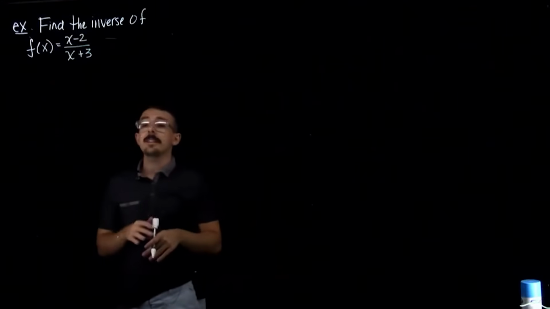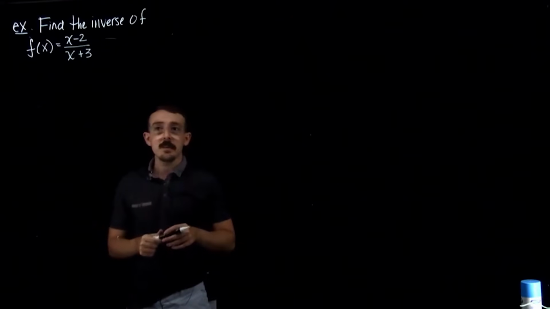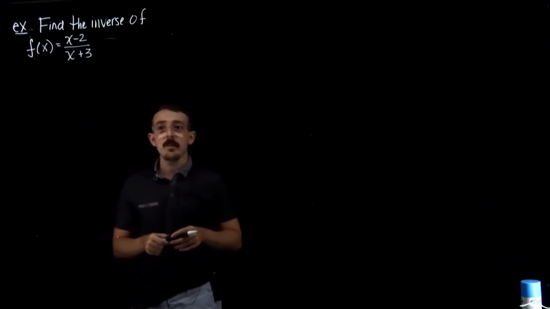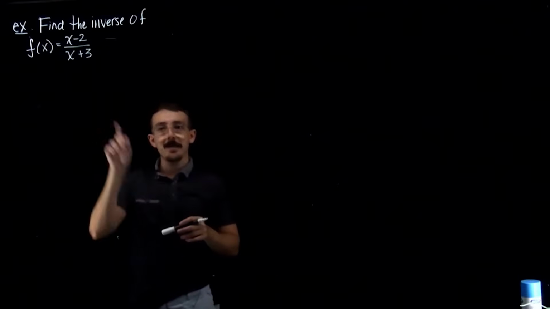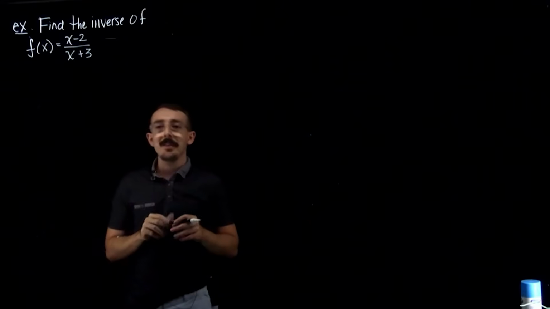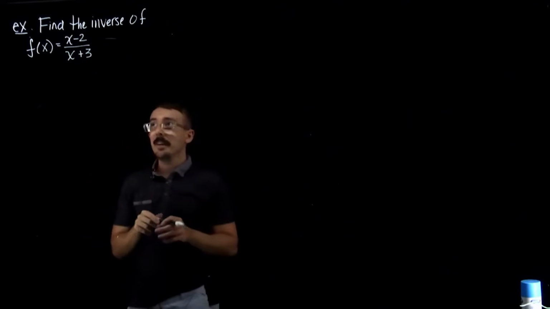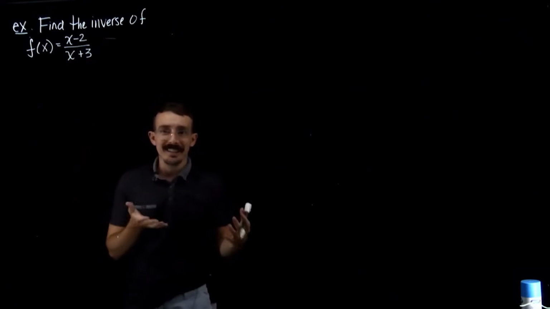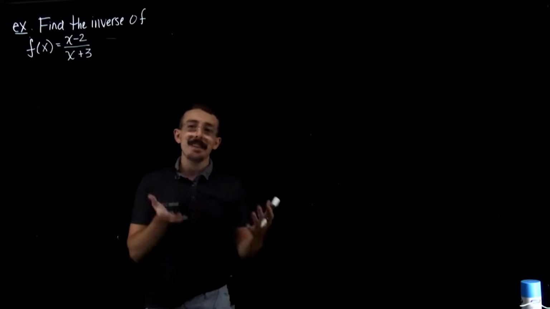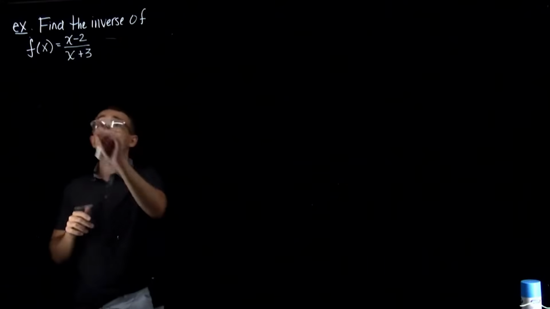OK, so here's another example. We're going to explicitly find the inverse of f of x equals x minus 2 over x plus 3. What type of function is this? Remember from last time that this is called a rational function. I have a polynomial divided by a polynomial. All right, let's try to find the inverse. The directions tell you to find it, so you can kind of assume it exists in this case. Again, a lot of the time we'll just tell you find it. We won't tell you to prove that there is one.